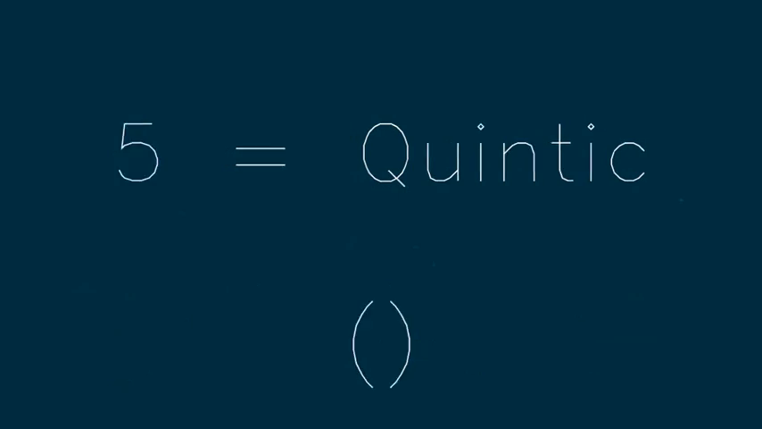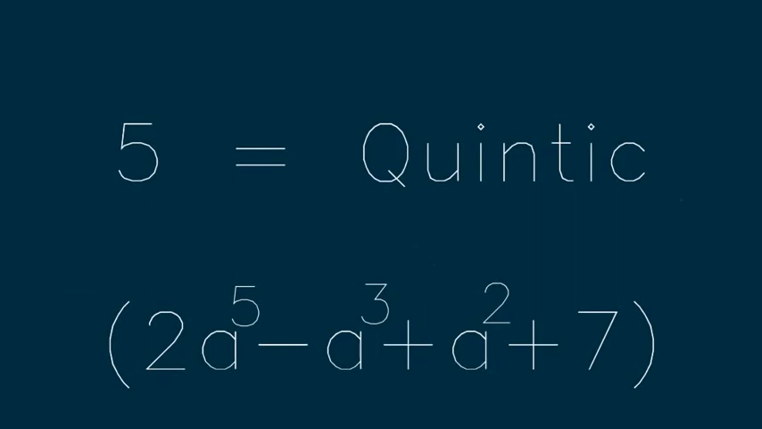Okay, now if we have the exponent 5 over here, it is going to be a quintic term. This is an example of a quintic term.